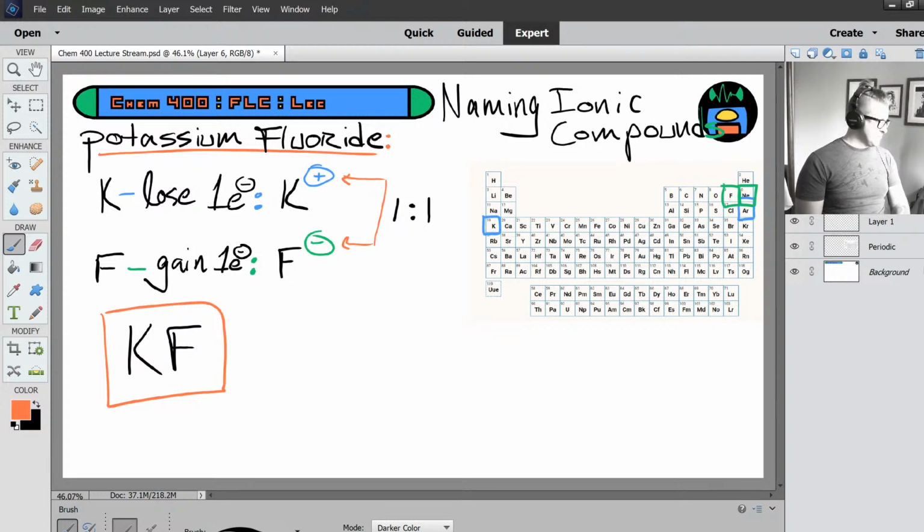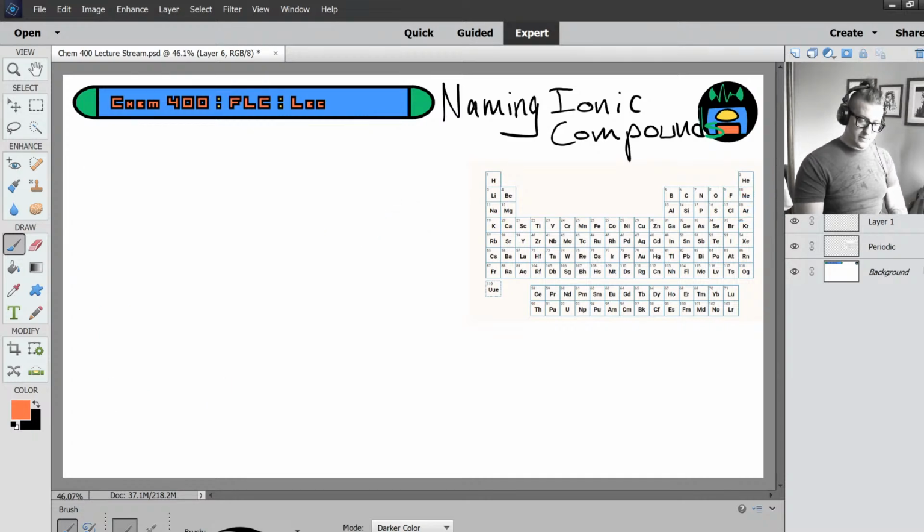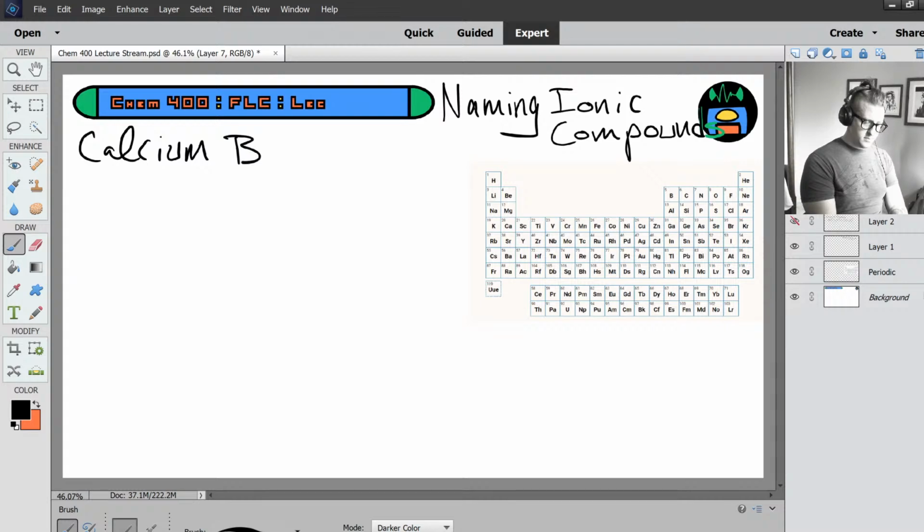All right? So that is how you determine the chemical formula of an ionic compound based on the name. Let's do a few more examples. How about we do calcium bromide. All right, what is the chemical formula for calcium bromide?